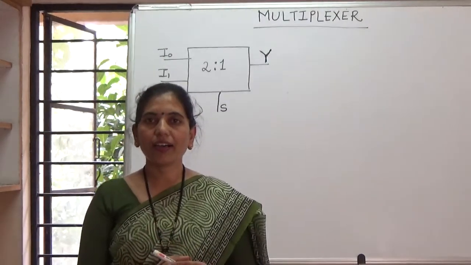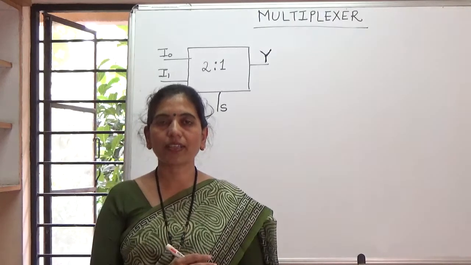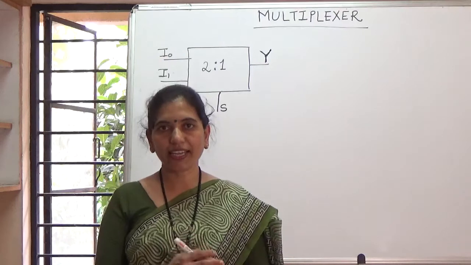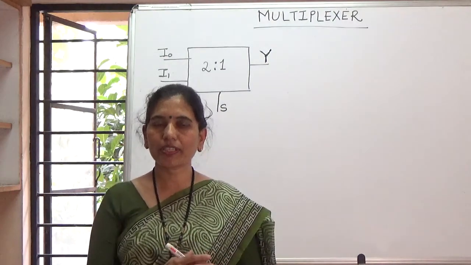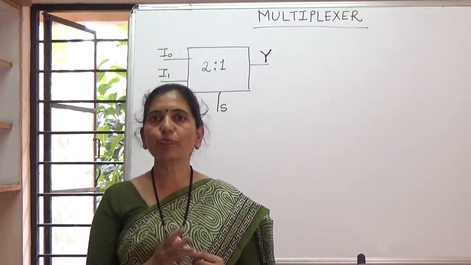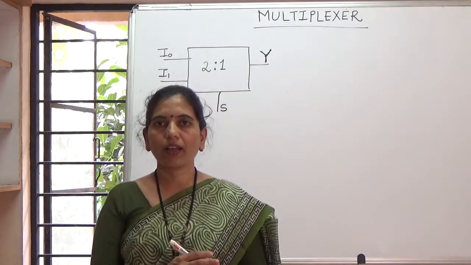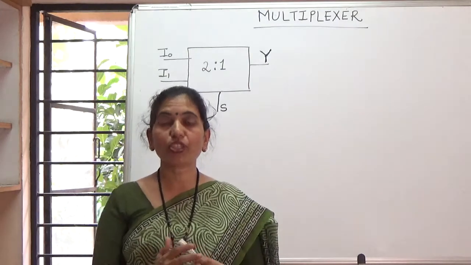Students, in the last video we had studied a 2:1 multiplexer which had two inputs, one output and one select line. In today's video we'll again revisit the 2:1 multiplexer but with an added special line which is called the enable pin. So what is the necessity of this special line, which is the enable pin?